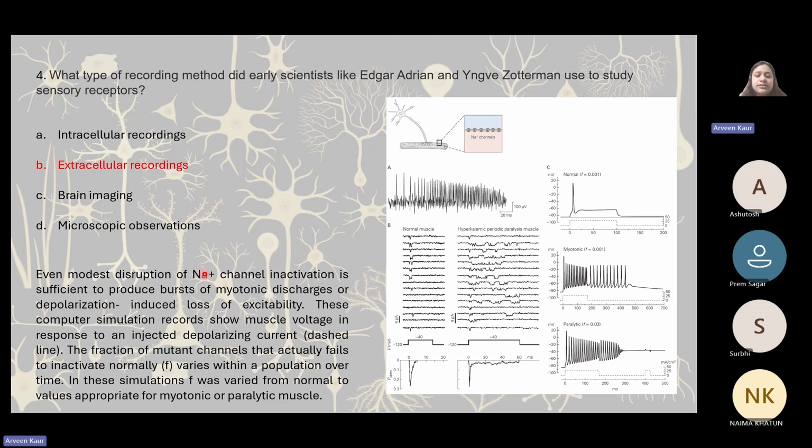Even modest disruption of sodium channel inactivation is sufficient to produce bursts of myotonic discharges or depolarization induced loss of excitability, right? These computer simulation records show muscle voltage in response to an injected depolarizing current. So they are talking about this now, right? Oh no, this one.